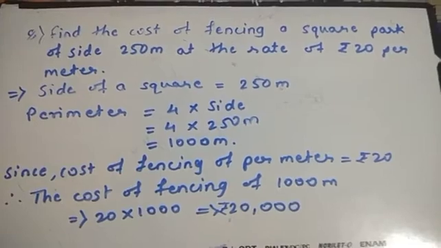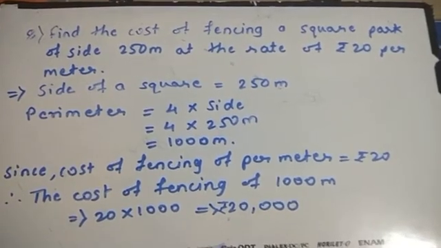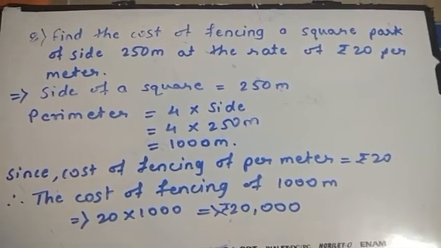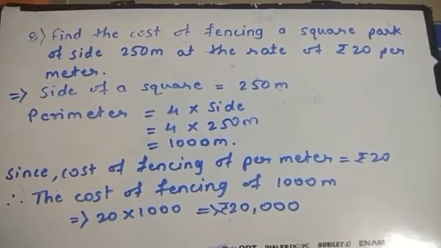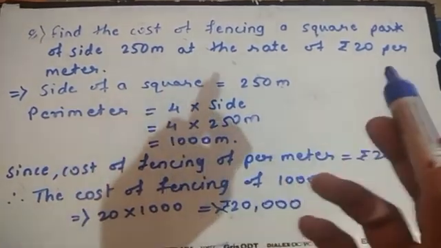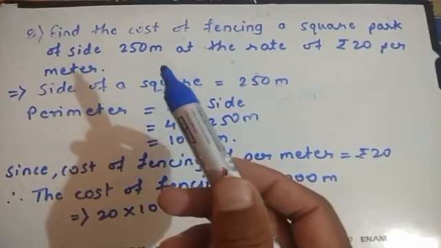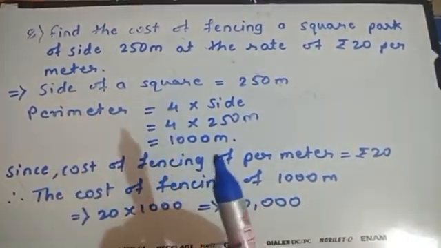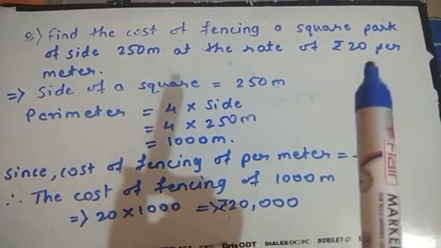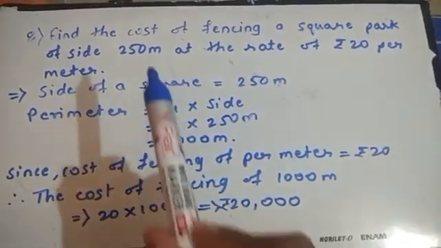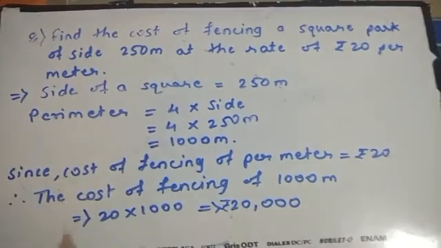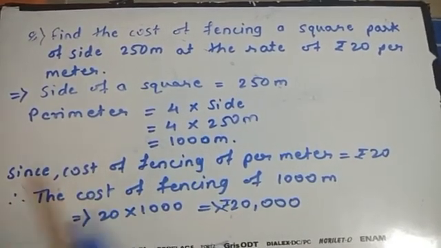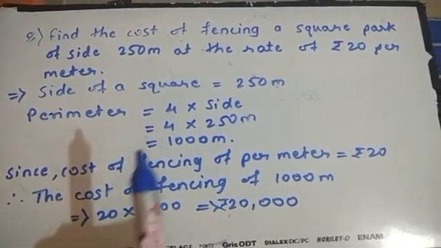Hello students, in this video we are going to study the next part of the chapter mensuration. In the first example, find the cost of fencing a square park of side 250 meter at the rate of rupees 20 per meter. Fencing means we need to find its perimeter first, right? Then we are going to find the cost.